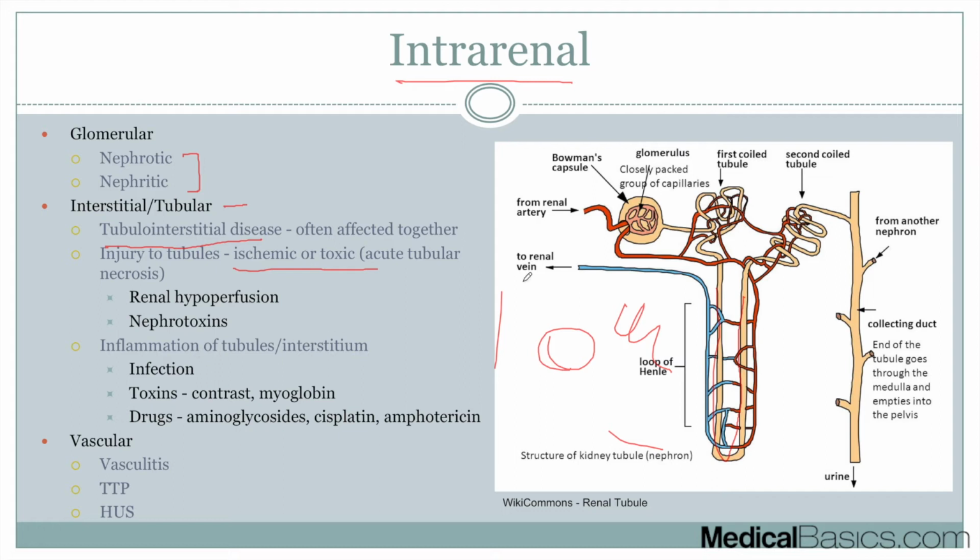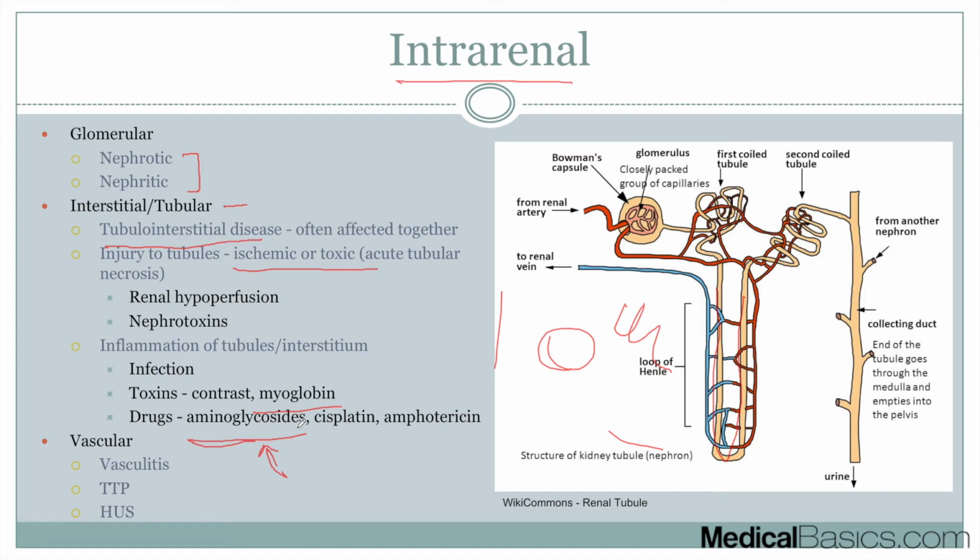And then when we think of damage to the interstitium, which is all this out here, we want to think of things like infections, toxins like contrast or myoglobin, and different types of drugs like aminoglycosides, cisplatin, amphotericin. Aminoglycosides is probably the most common one that you're going to have to remember as a common nephrotoxic drug. But if you imagine, there are many different nephrotoxic drugs. This is just a common one that they like to test on boards, I would say. But there's plenty.